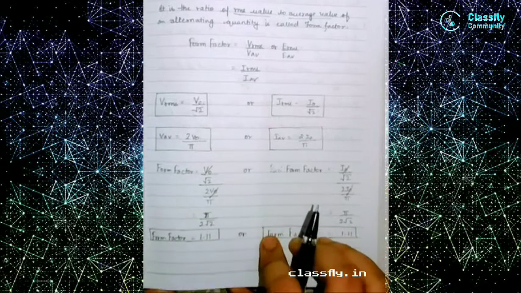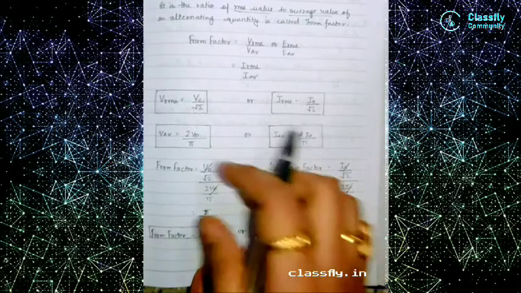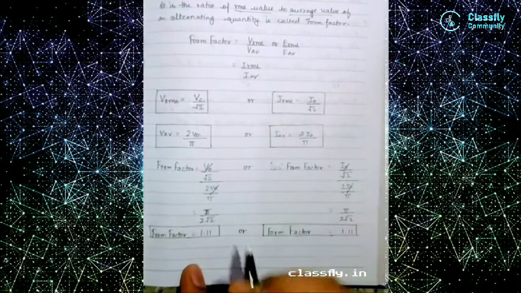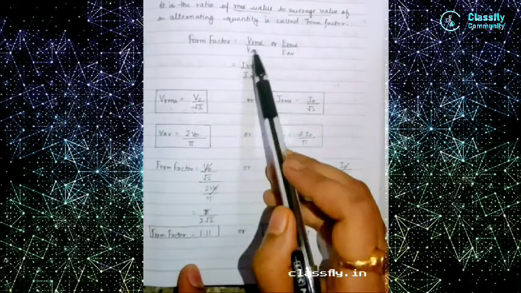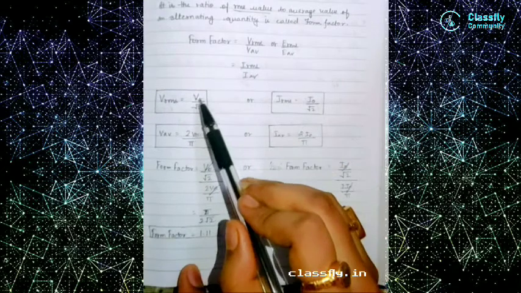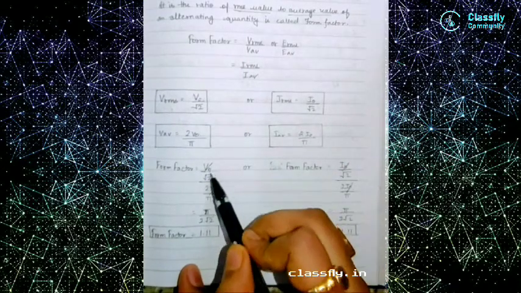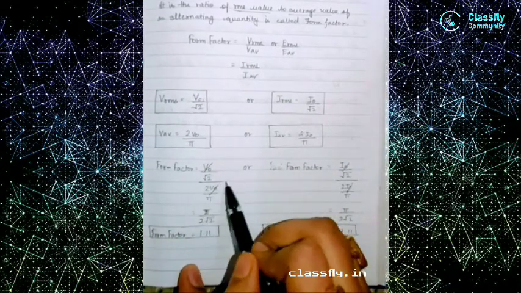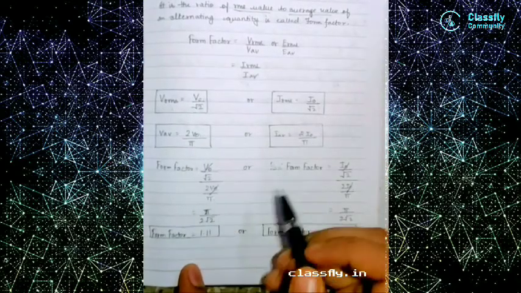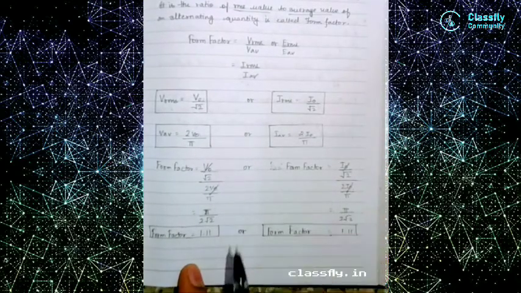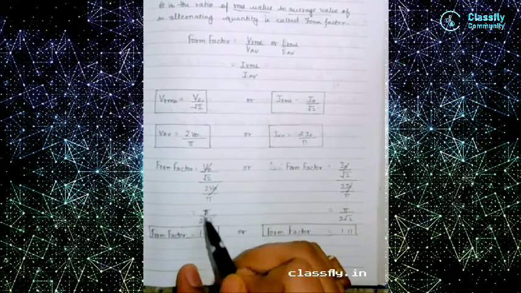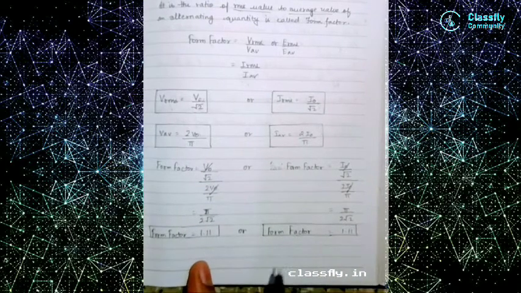For form factor, this part is the voltage form factor and this part is the current form factor. The voltage form factor is Vrms by Vav. The Vrms formula is V naught by root 2, and the Vav formula is 2V naught by pi. So V naught gets cut and we get pi by 2 root 2. When we solve this, we get 1.11.